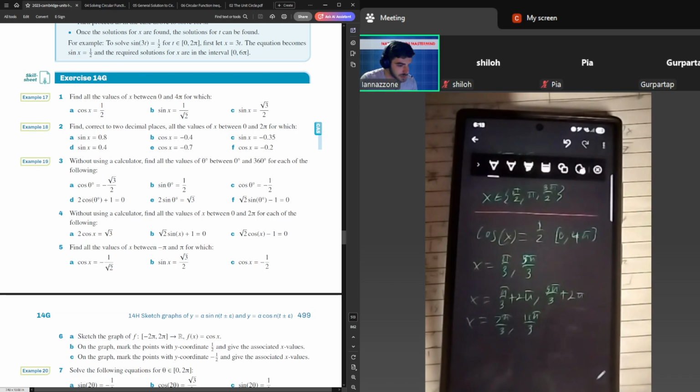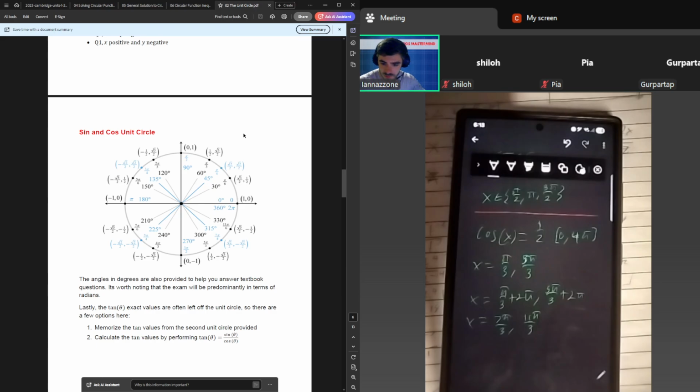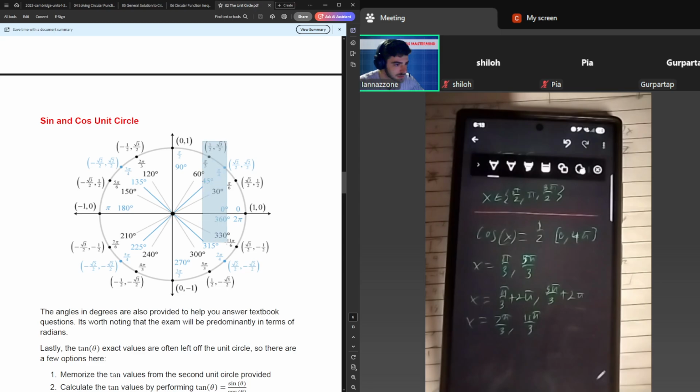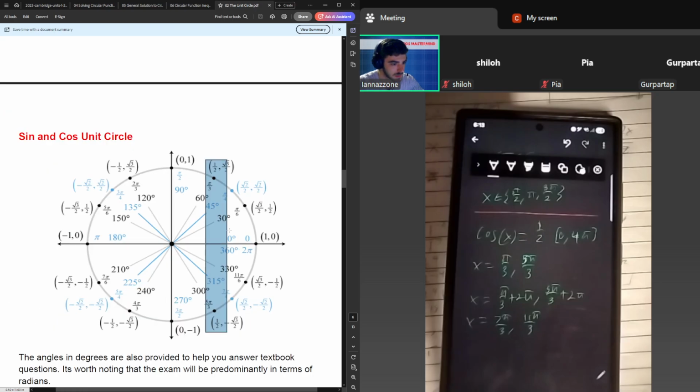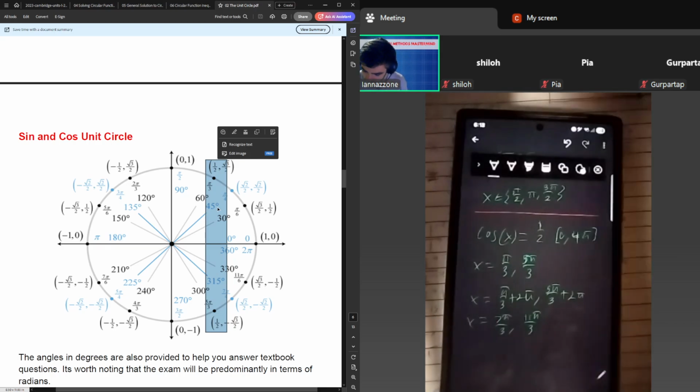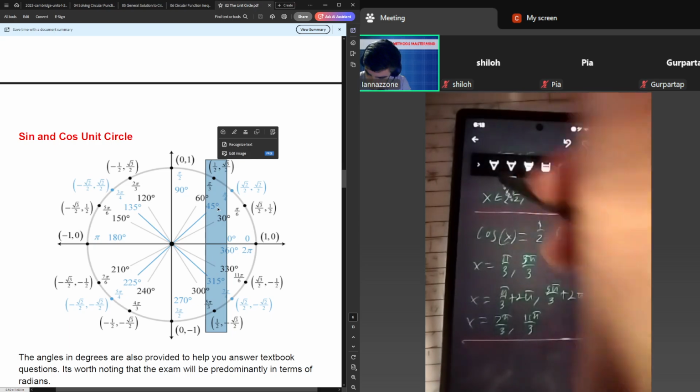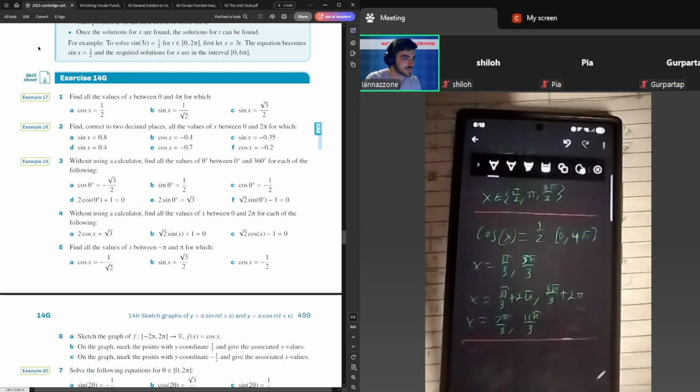Just so we can all be on the same page, I'll pull up the screen share. So on the screen share, the pi over 3 and the 5 pi over 3 spots are here. And you'll notice that on both of those, the x coordinate is a half. Right, that's what we're looking for. And we're going to, of course, go the second revolution to make sure that we've hit 0 to 4 pi. Any questions there? Sweet. Okay, that's a fundamental.